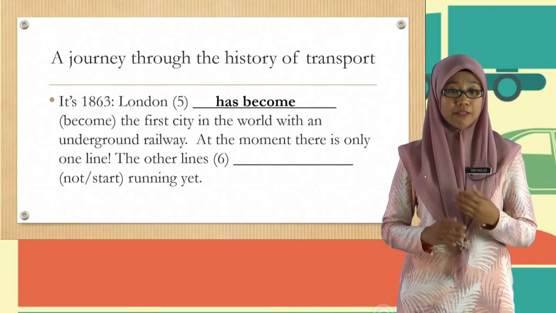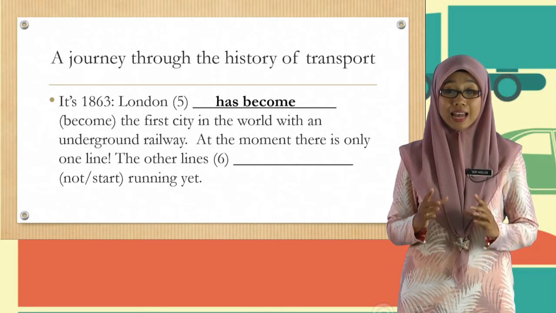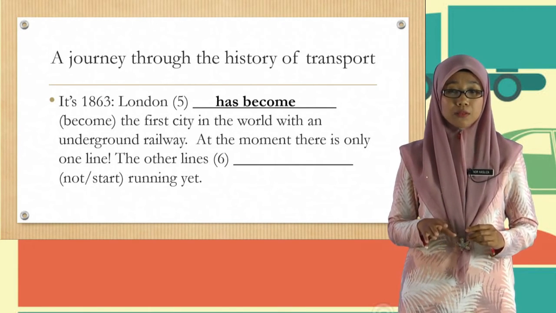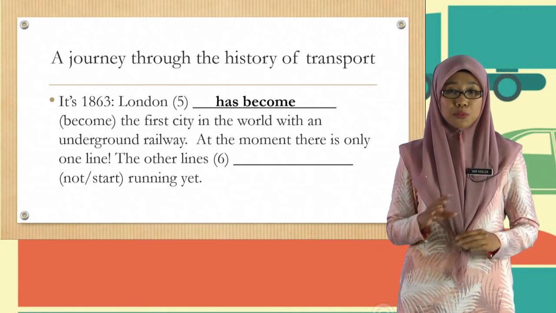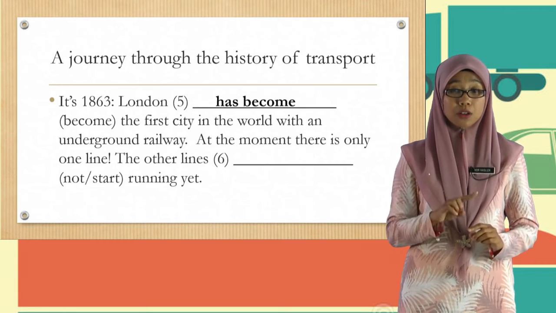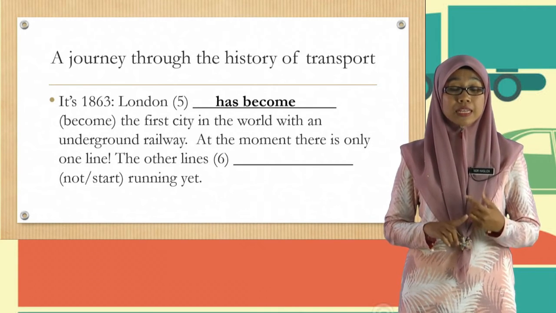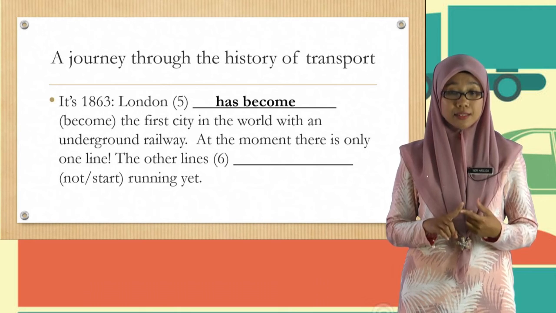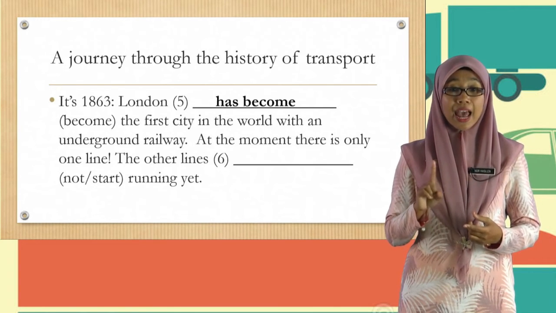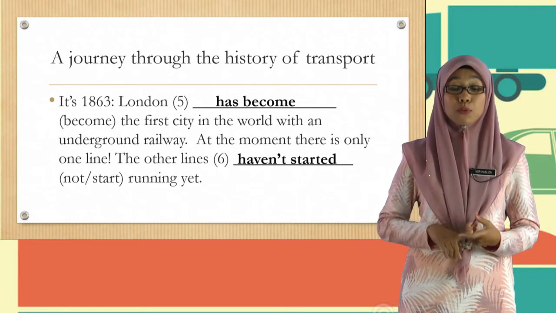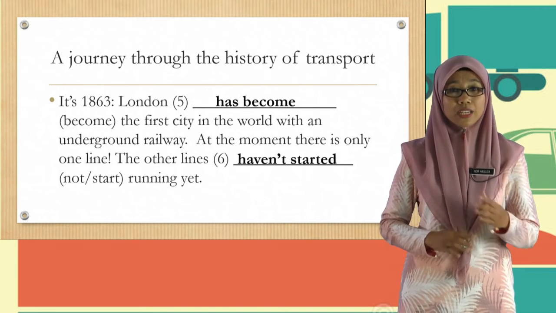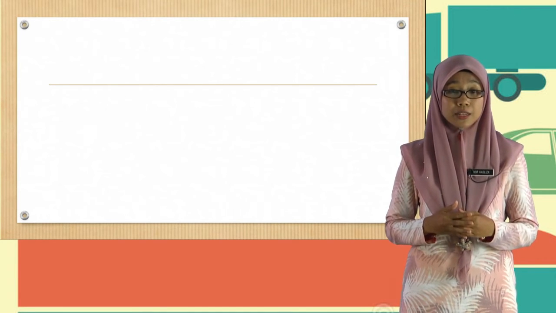At the moment, there is only one line. The other lines, okay, lines, it's a plural noun subject. So we have to use have. Okay, look at the bracket, we have not. So we have to use a negative sentence. Okay, the other lines haven't started running yet. That's the answer for question number 6. Okay, let's continue our journey.